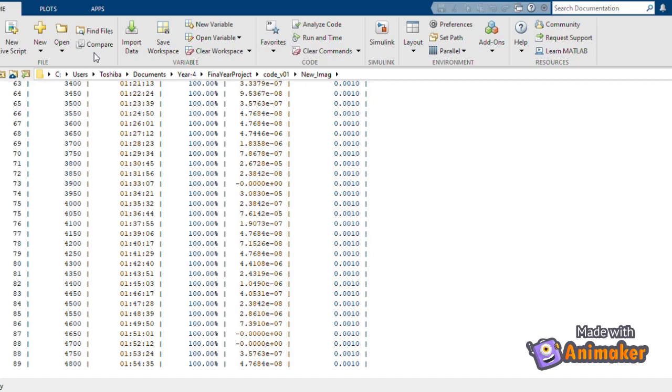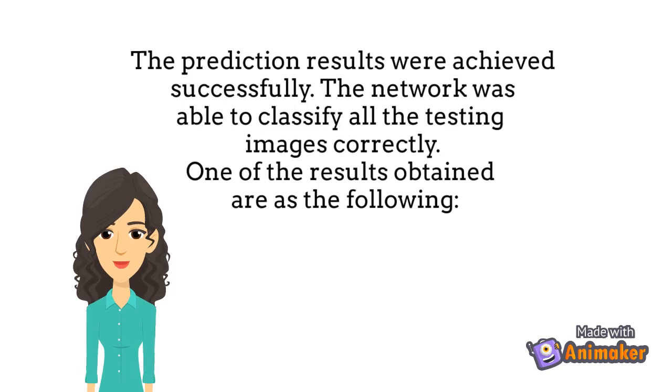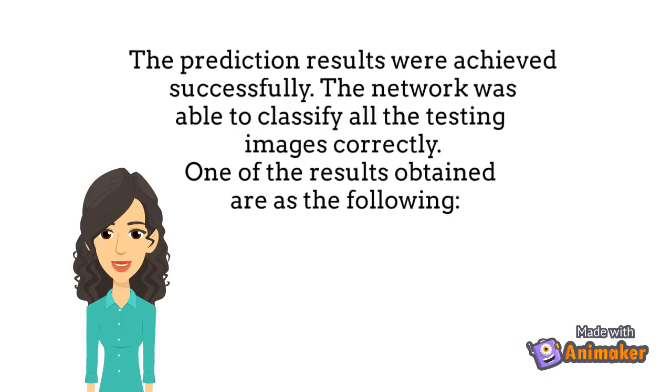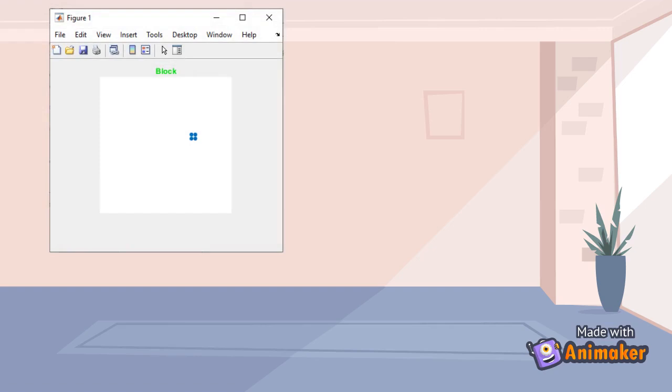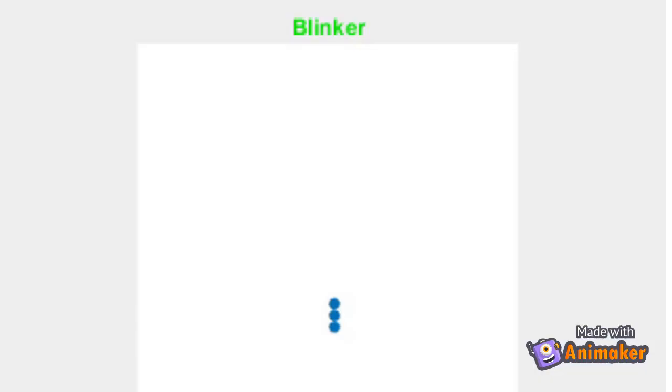This is the training process in MATLAB. The prediction results were achieved successfully. The network was able to classify all the testing images correctly. One of the results obtained are as the following. A predicted block. A predicted glider. A predicted blinker. And a predicted tub. This is a movie of some Game of Life shapes being classified correctly. As you can see, the green label above the image.